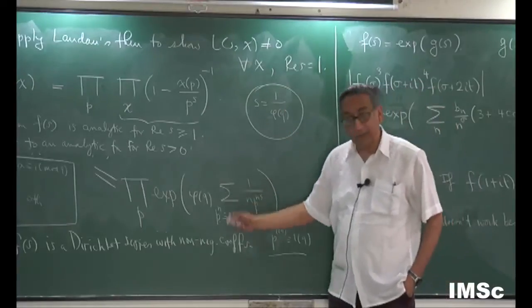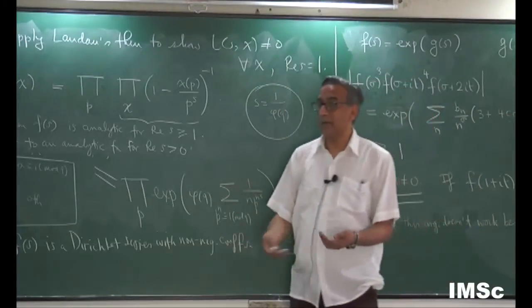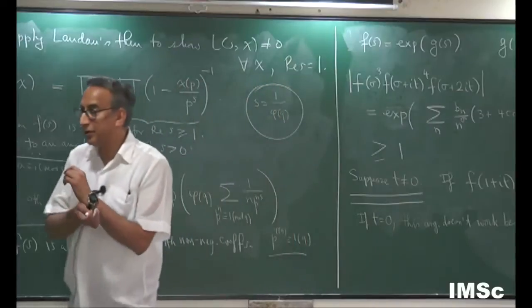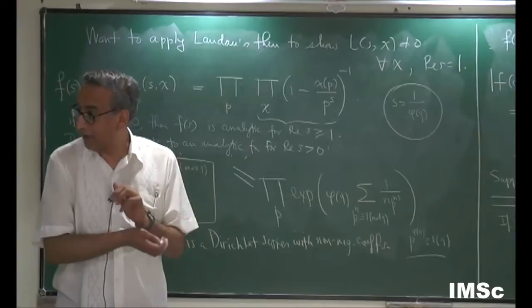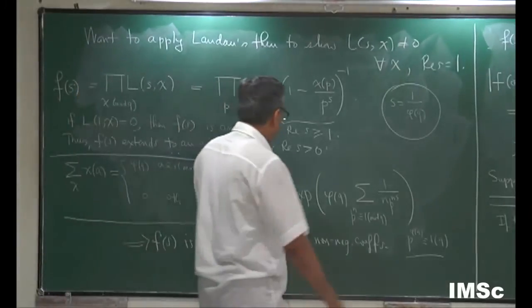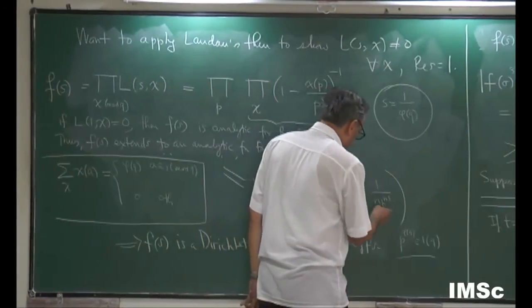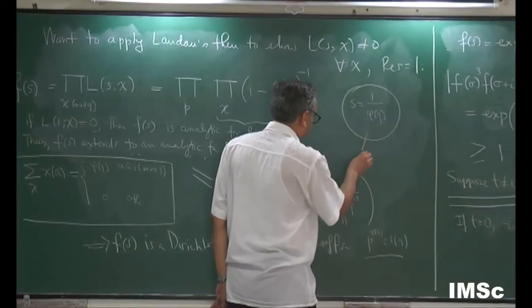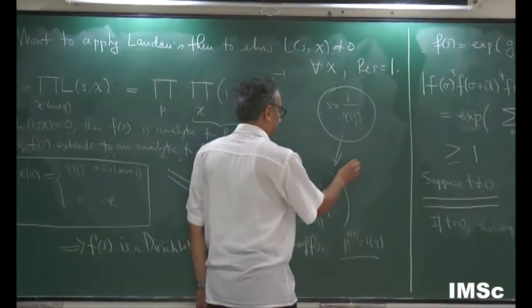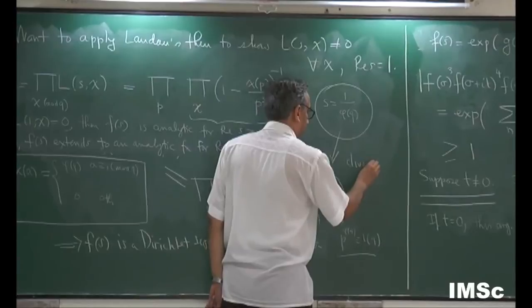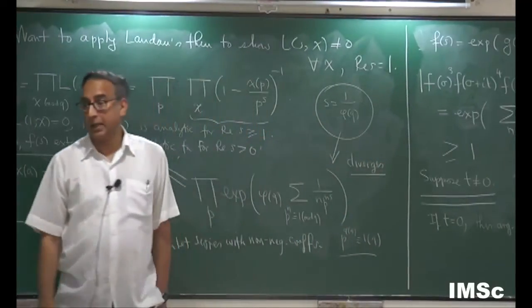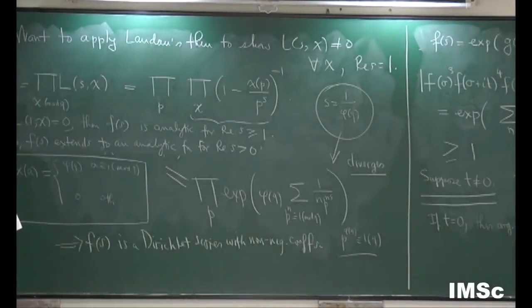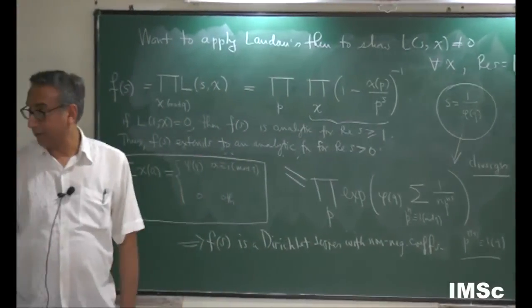There's going to be a summation of 1 over p, but the sum of the reciprocals of the primes, remember, diverges. And therefore, it can't converge, as we saw from earlier work. Therefore, this series diverges. So that's the proof that L(1, chi) is not 0.